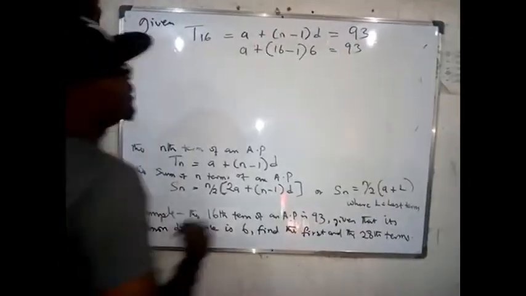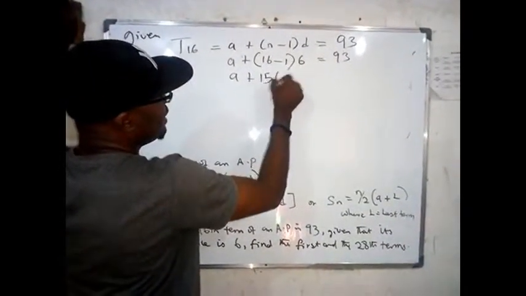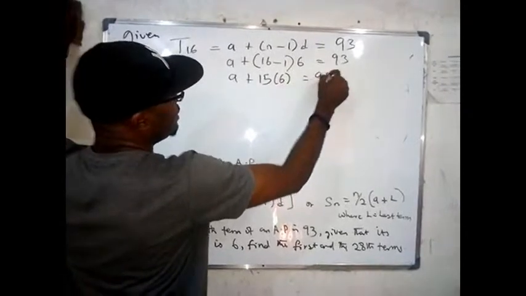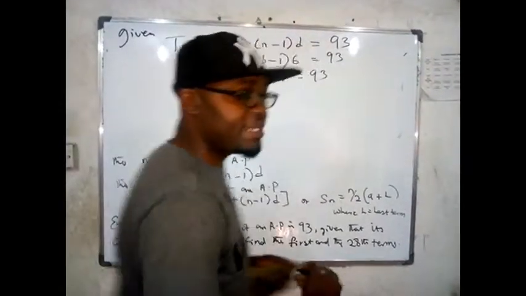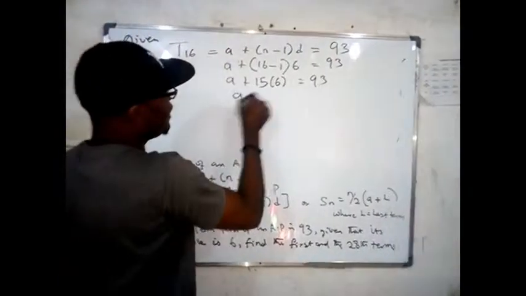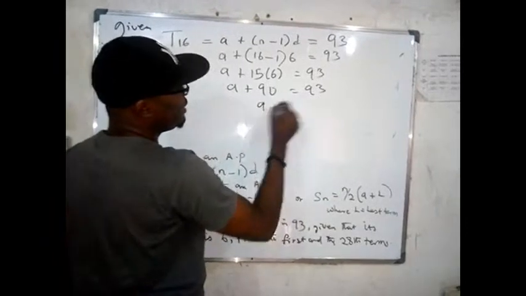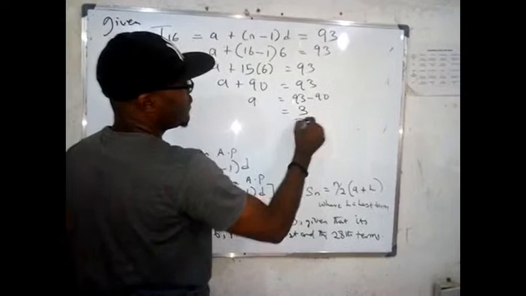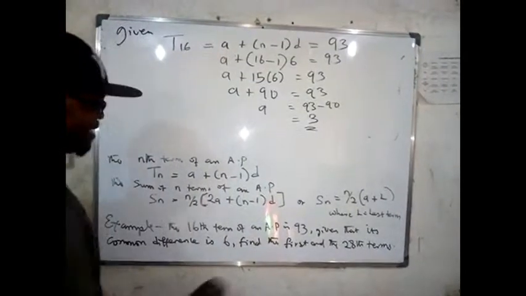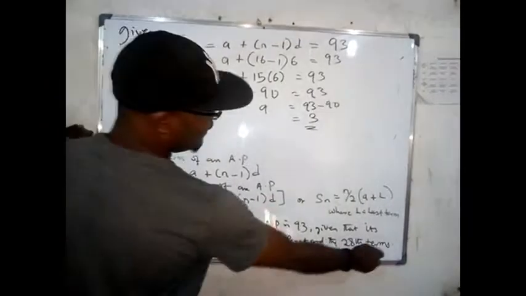So we have now a plus what? 16 minus 1, 15, times what? 6, equal to what? 93. You can give me 15 times 6, 90. So we have a plus 90 equal to what? 93. So that a is equal to 93 minus 90, which is equal to what? 3. So that is the first term, and that's what we are asked to find. But we are also asked to find the 28th term.